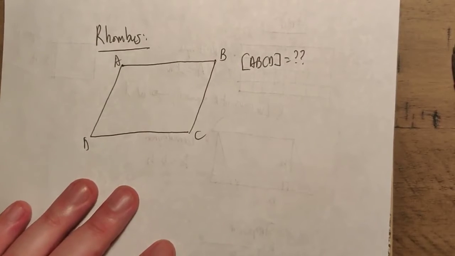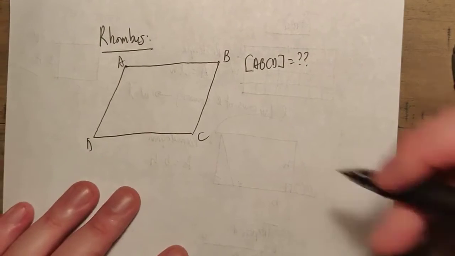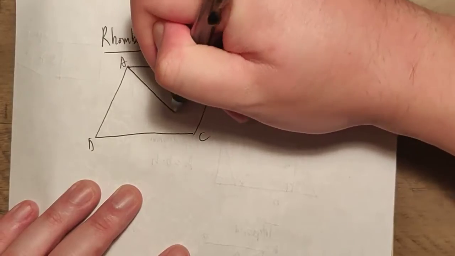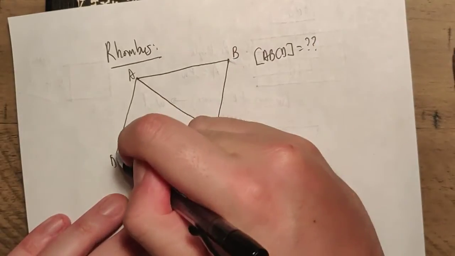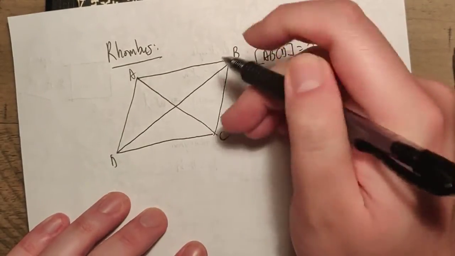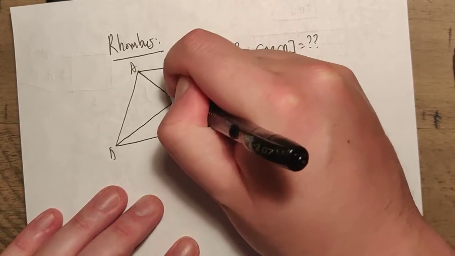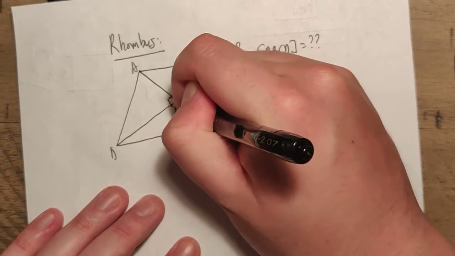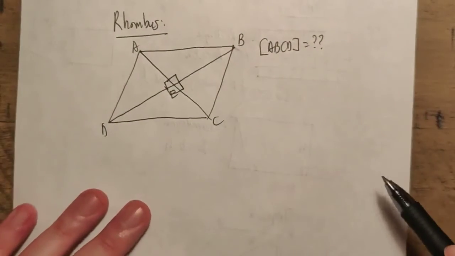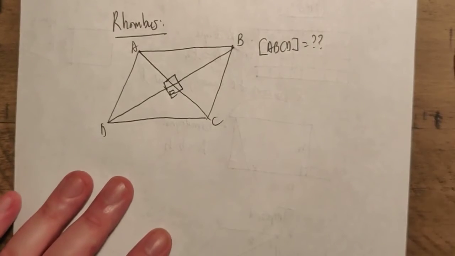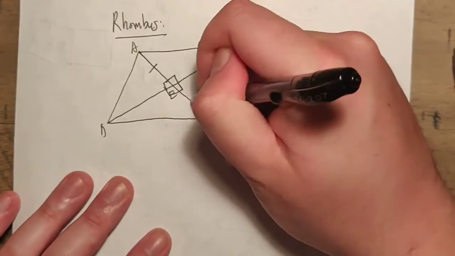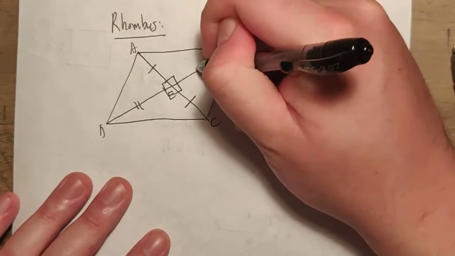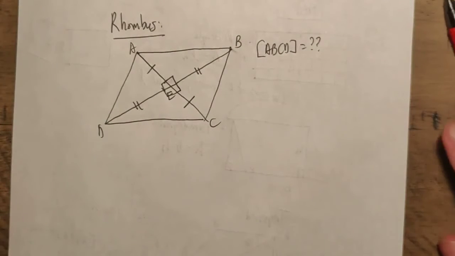One of the nice parts about the rhombus is that the diagonals are perpendicular, right? So if I draw the diagonals like this, granted, I did not draw this very well, so you're going to have to bear with me. This point here, E, these are perpendicular, so all these are right angles. Also, AE and EC are congruent, DE and EB are congruent. I think we mentioned this before.